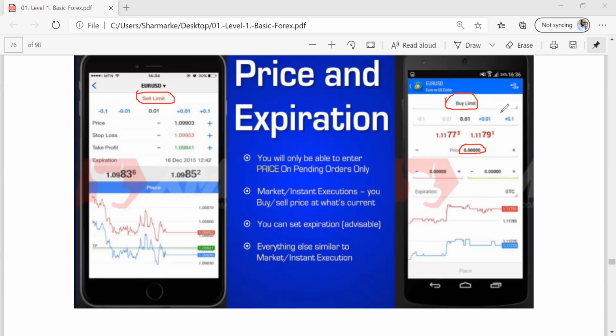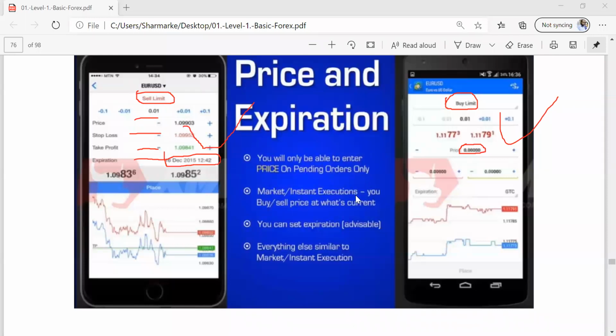The difference is this is Android and this is, I think, iPhone. On iPhone, usually you write the price here, you write the stop loss here, take profit, and then the expiry date. When do you want this? If it reaches like 24 hours and it's not opening, please delete the order automatically. But the Android doesn't have this option. It's only the iPhone that has this option. So you will only be able to enter a price on pending orders only.